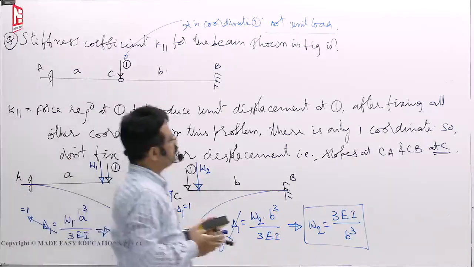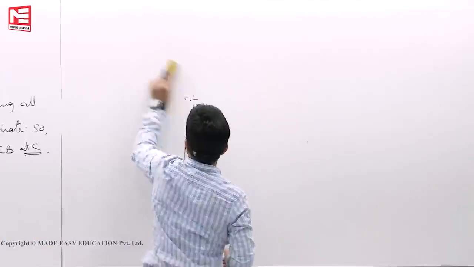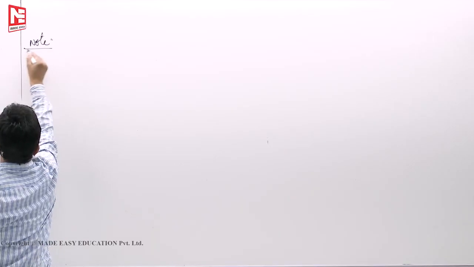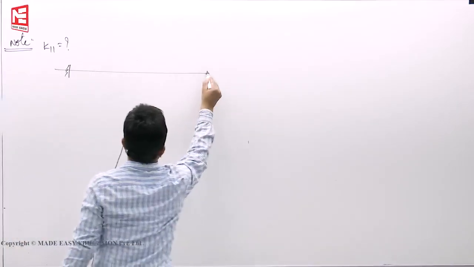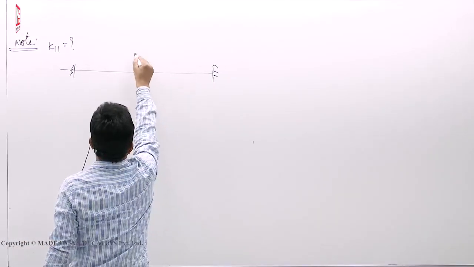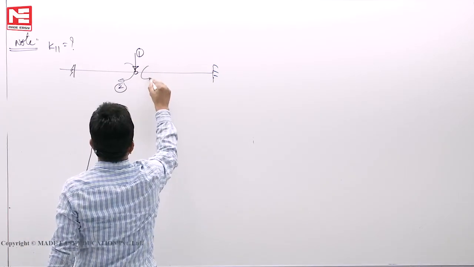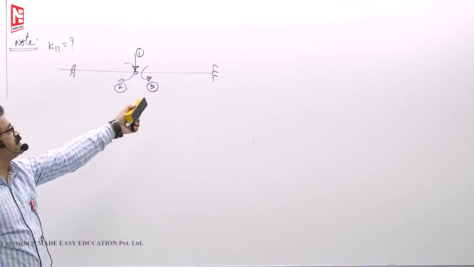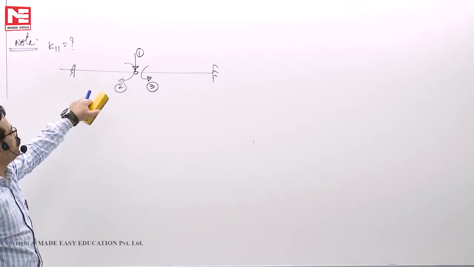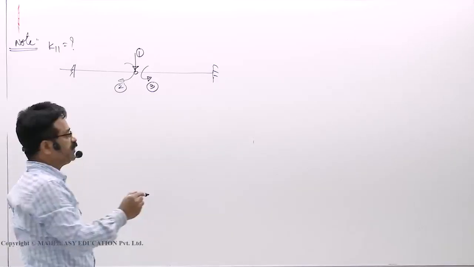Now, supposing they give you this, and I remove it, how will the values change? Note K11. This is coordinate 1. This is theta, coordinate 2. This is theta, coordinate 3. With respect to this three-coordinate system, coordinate 1 is for deflection, 2 for theta C A, 3 for theta C B, because they deflect, they rotate.